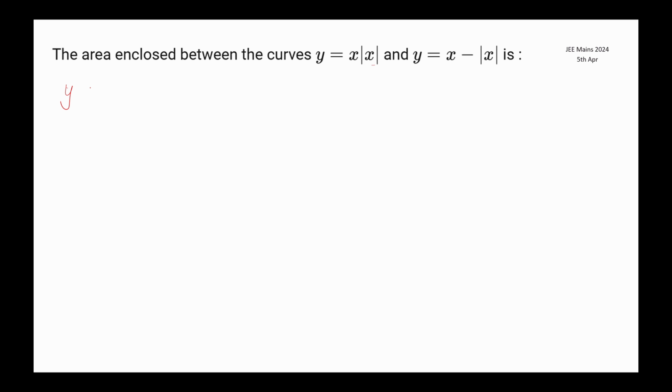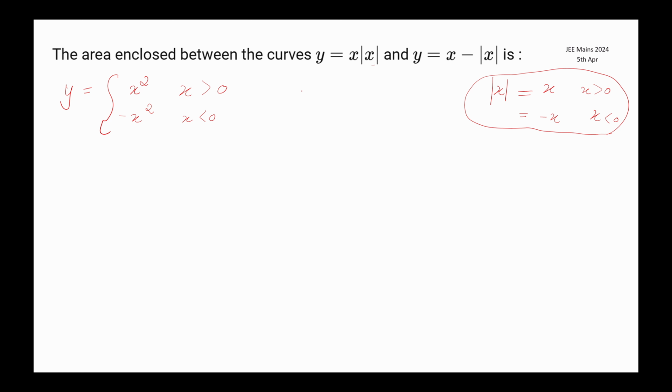So what can we say about the first curve? This value y would be equal to x square times mod x, because we know that mod x is equal to x when x is greater than 0, and mod x is equal to minus x when x is less than 0. I hope you all remember this property of modulus that we had studied. So this would become x square when x is greater than 0, and this would become minus x square when x is less than 0, because mod x would turn into minus x.